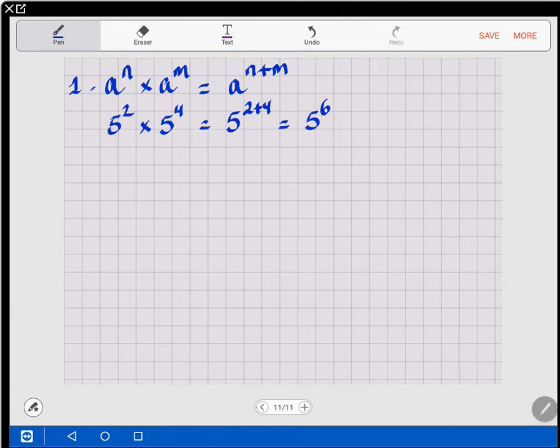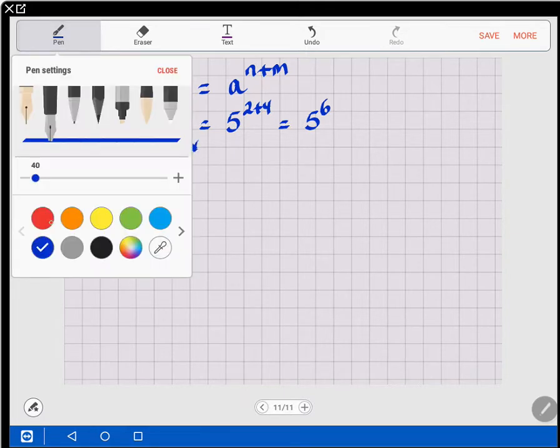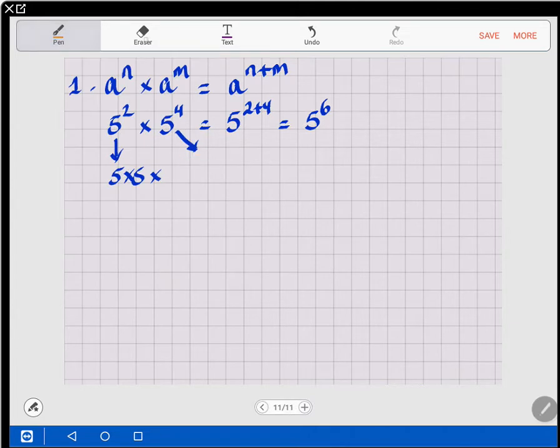Right? Mais comment il y a une power of 6? Let's explain it. So, 5 to the power of 2 is 5 times 5. On multiply by 5 to the power of 4, il peut égaler 5 times 5 times 5 times 5. Combien 5 est en tout là? 5 fois 5 fois 5 fois 5 fois 5 fois 5. 1, 2, 3, 4, 5, 6. Ben, il peut égaler 5 to the power of 6.